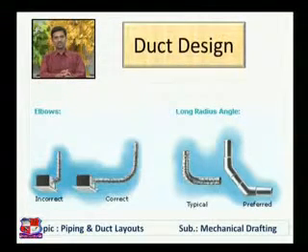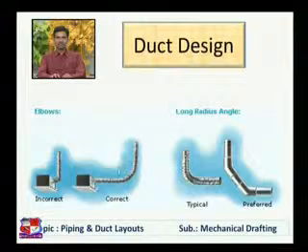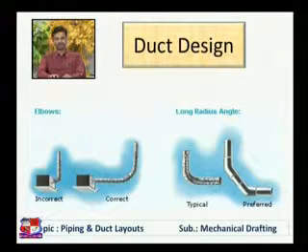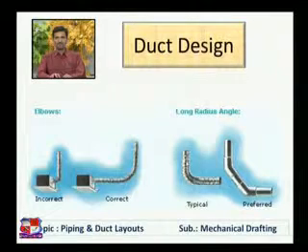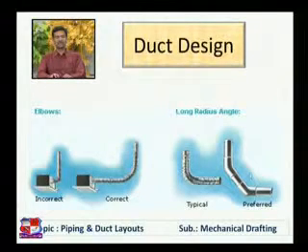So to reduce the loss of friction, this kind of duct should be joined. The connection should be longer or the radius should be higher. This is a typical duct layout, with long radius angles like this. This is the preferable connection because in this case the frictional loss is less, and here the frictional loss is higher.